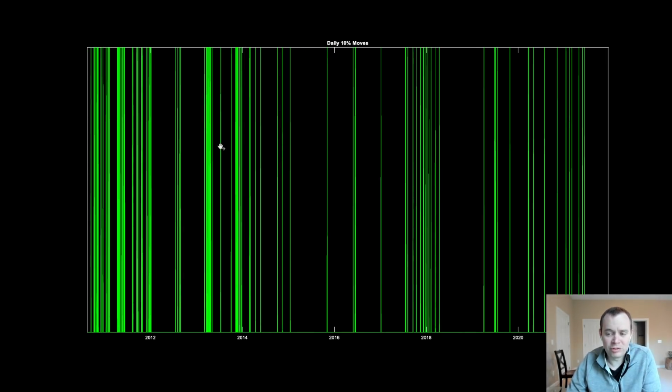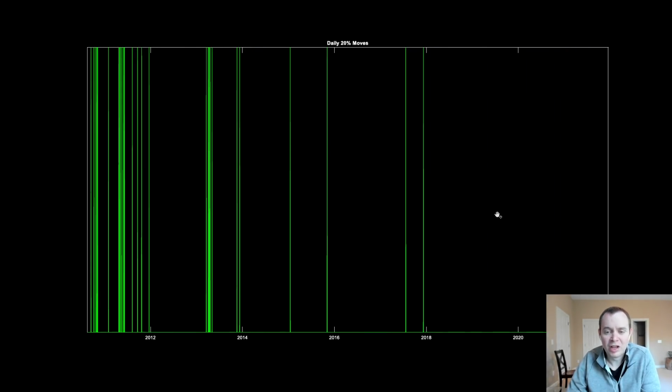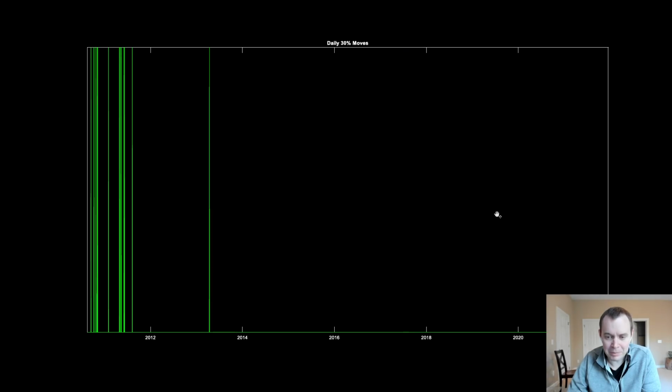These are daily 10% moves. Looks pretty good, right? I mean, there's been plenty of days. We actually haven't really had a day recently where we saw 10% to the upside from daily open to daily close. These are 15% moves, and 20% moves, and 25%, and 30%, and 35% daily moves. Note that from daily open to daily close, Bitcoin has not had a move where it went up 35% in a day since 2013. And this goes back to that macro volatility we've been talking about.